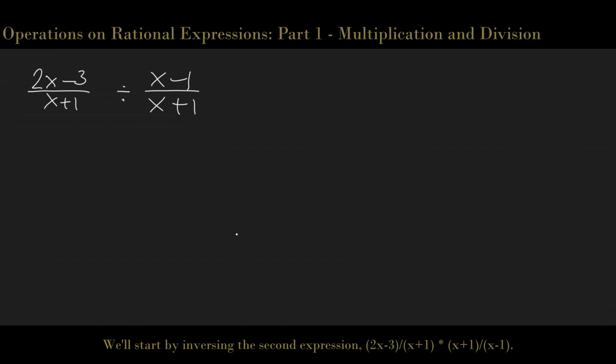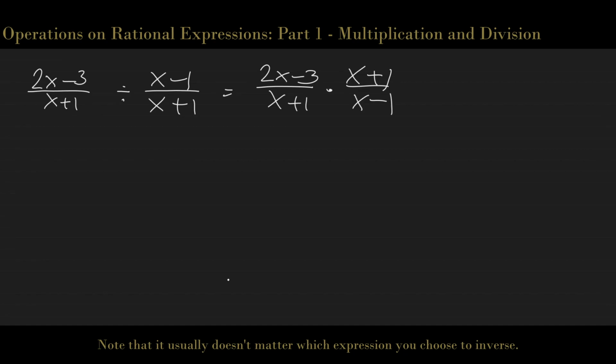Let's try using a rational expression now. 2x minus 3 divided by x plus 1, divided by x minus 1 divided by x plus 1. We'll start by inverting the second expression. 2x minus 3 divided by x plus 1 times x plus 1 divided by x minus 1.